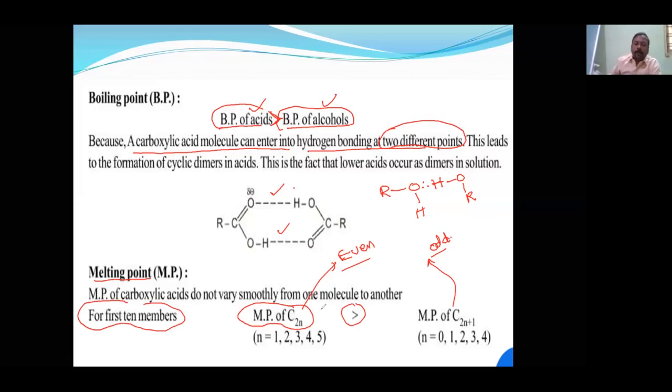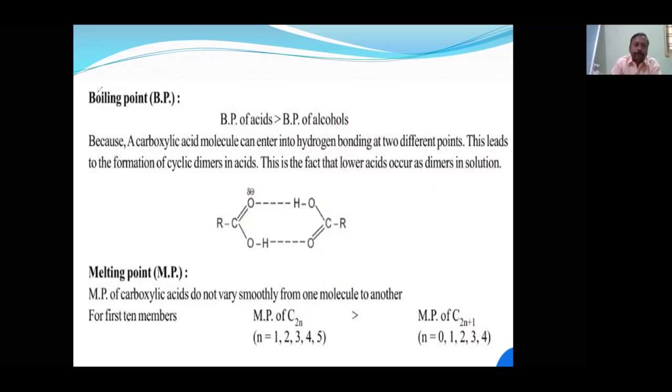When the structure was studied, they found the reason for that. Suppose hexanoic acid will have a higher point, but heptanoic acid will have a lower point. Again, octanoic acid will have a higher point, and nonanoic acid will have a lower point. Why it is so, I am going to show you in the next slide.